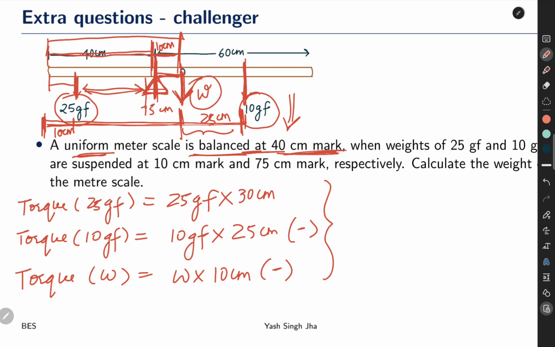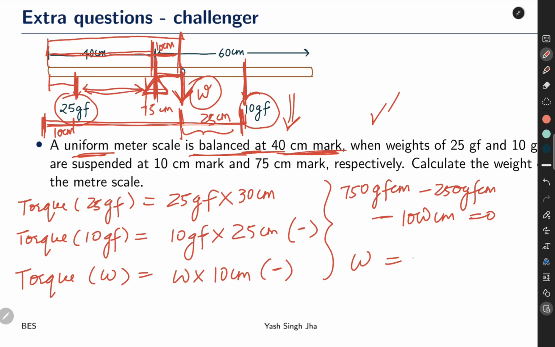Now sum of all the torque should be 0. Yes, because the meter scale is balanced. So sum it up: 750 gf centimeter minus 250 gf centimeter minus 10 W centimeter is 0. So W turns out to be 50 gf.